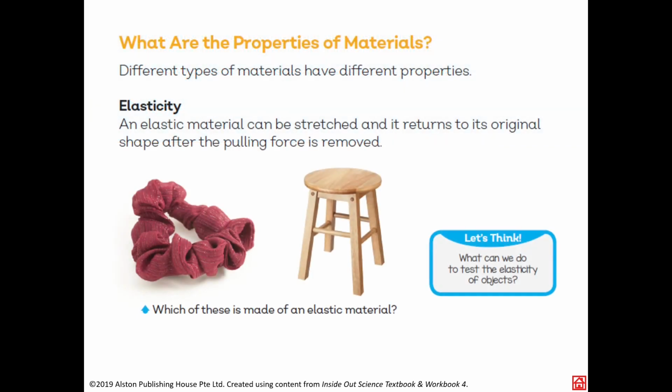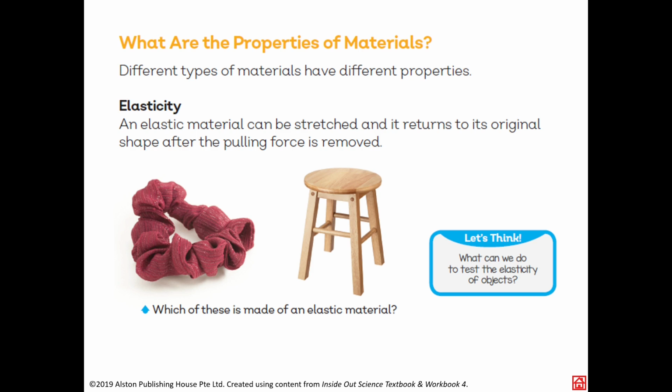So what are the properties of materials? There are different types of materials and they have different properties. Some examples of materials are plastic, metal, wood, cloth, fabric, and rubber. Those are different materials and they have different properties. Let's start with elasticity. Refer to your vocabulary for the meaning of elasticity.